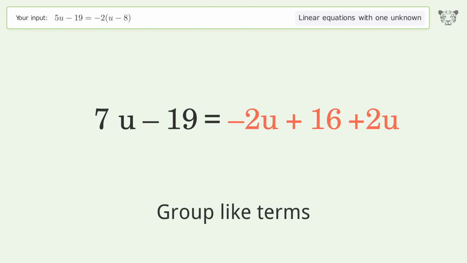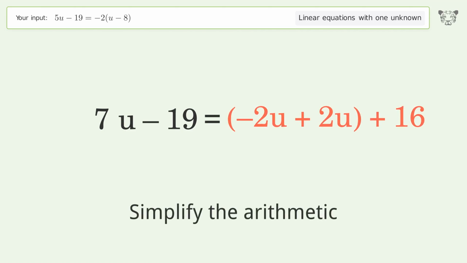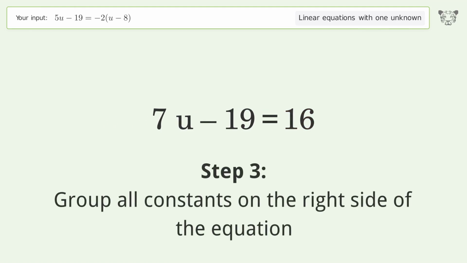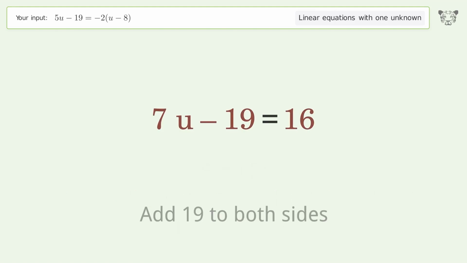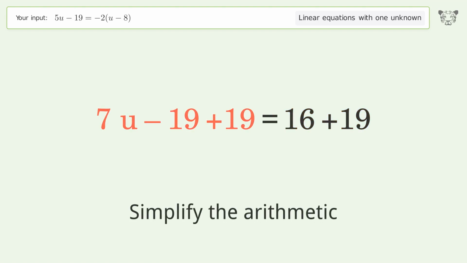Group like terms. Simplify the arithmetic. Group all constants on the right side of the equation. Add 19 to both sides. Simplify the arithmetic.